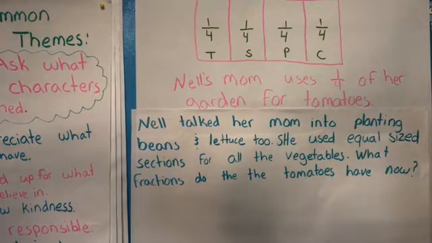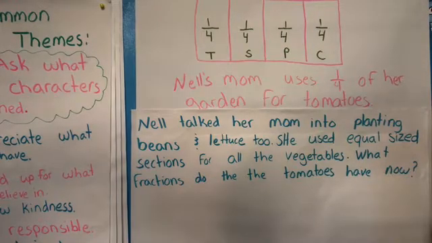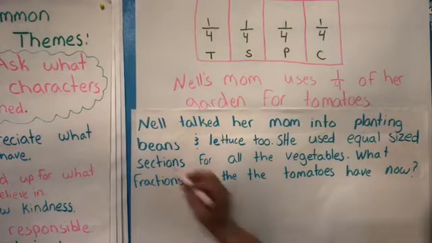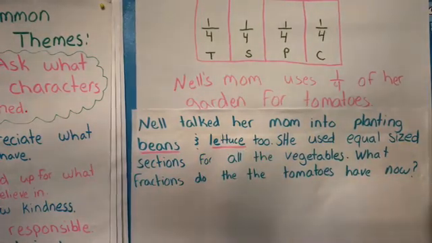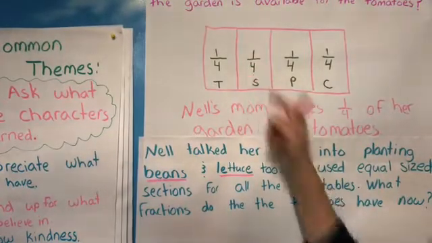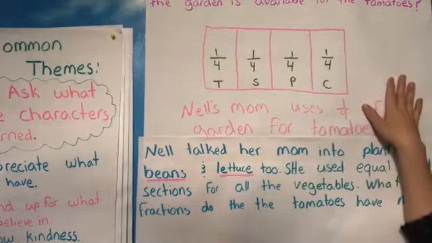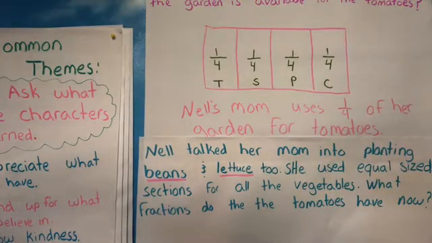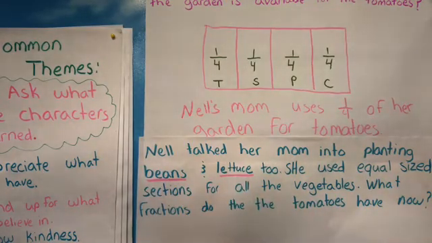Okay, 3rd graders, maybe you noticed that Nell's mom's garden got bigger. It got bigger because Nell talked her into planting 2 more kinds of crops, beans and lettuce. So we know that beans and lettuce did not get planted all by themselves. They got planted in this garden. So in other words, what I'm noticing is that Nell's mom added on to her garden. She added on a section for beans and a section for lettuce.